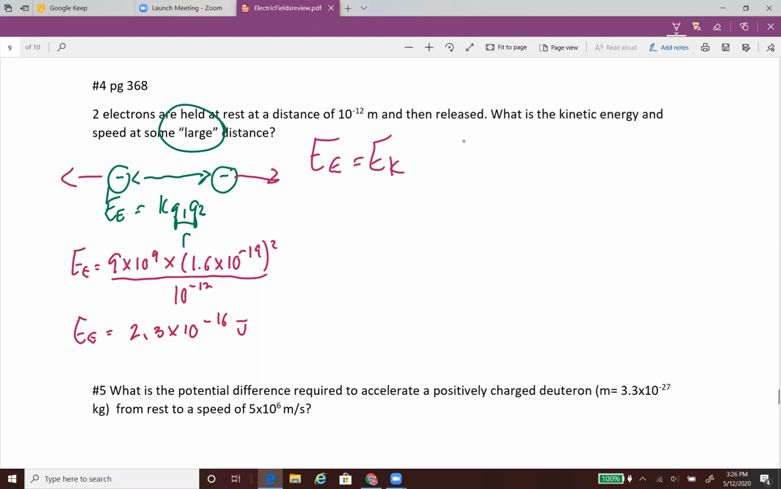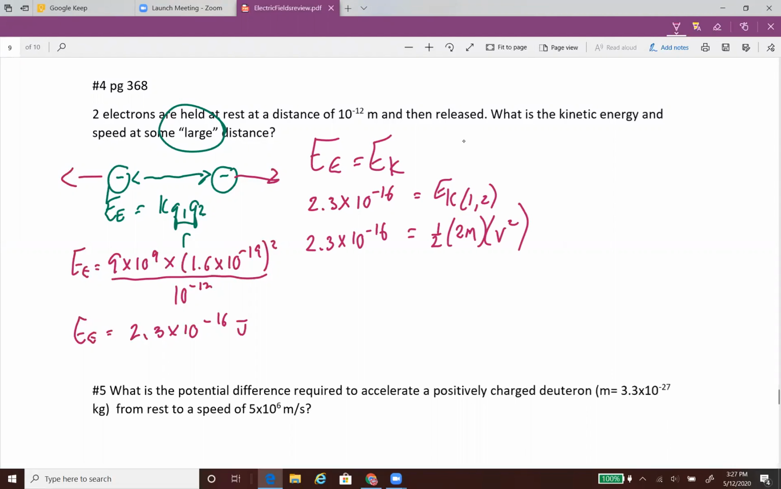So we could just simply say then that this potential energy, which becomes 0, becomes all kinetic energy, which we know is 1/2 mv squared, right? But it's the kinetic energy of both electrons. So keep that in mind. It's not the kinetic energy of one electron, it's both, 1 and 2. So we can do this because 2.3 times 10 to the minus 16 is equal to 1/2. We can just combine them and say 2m v squared.